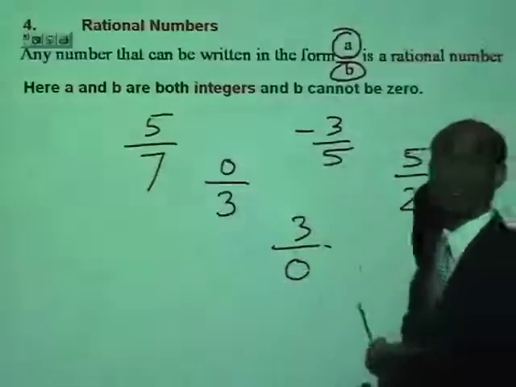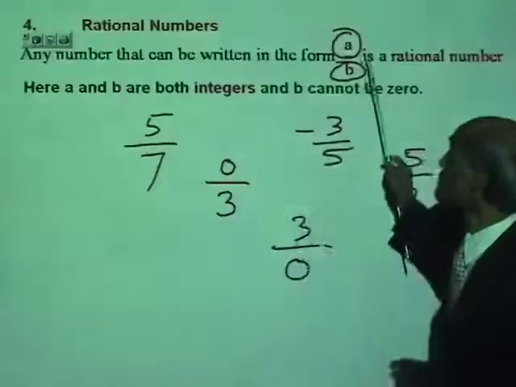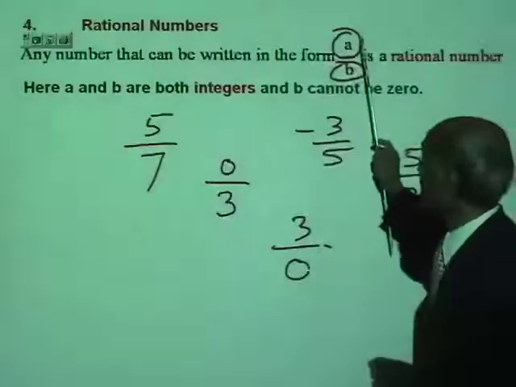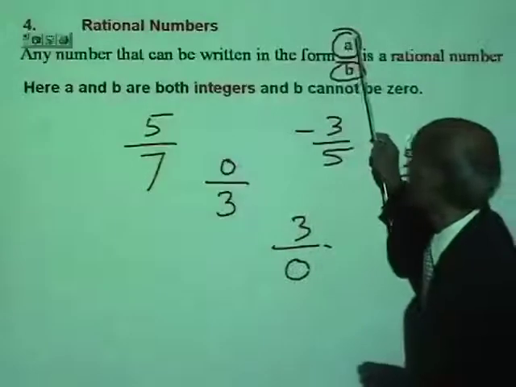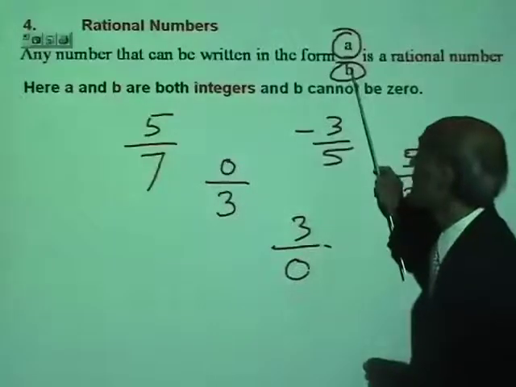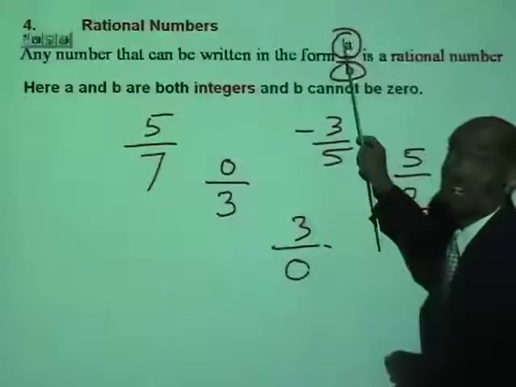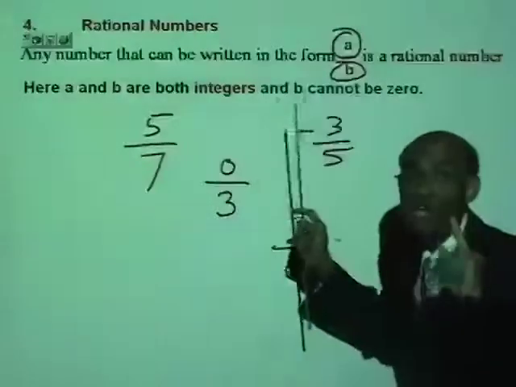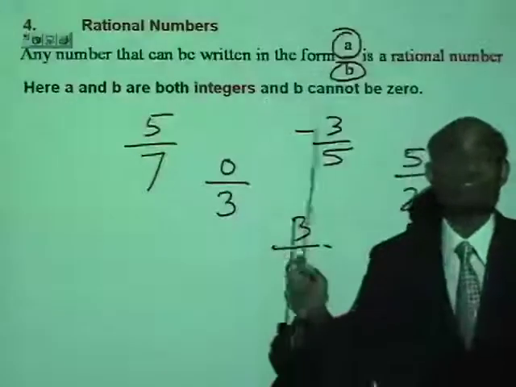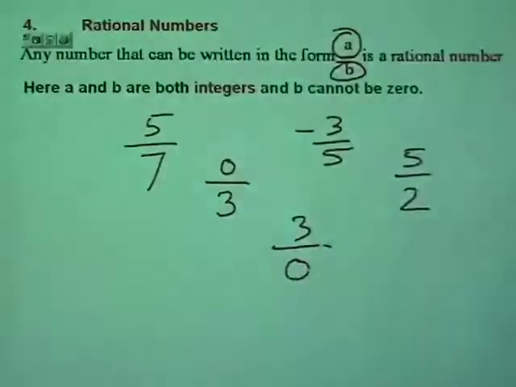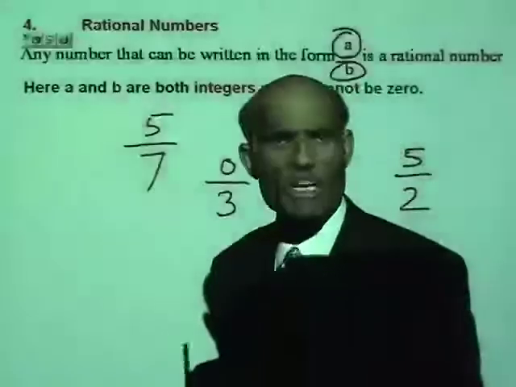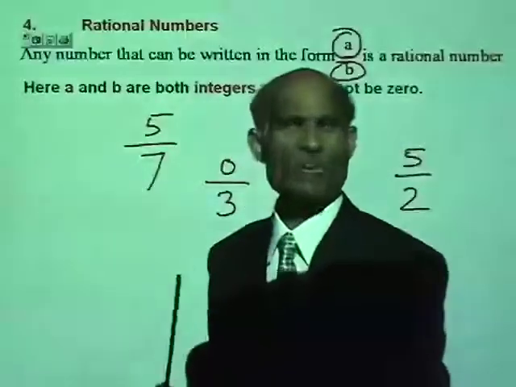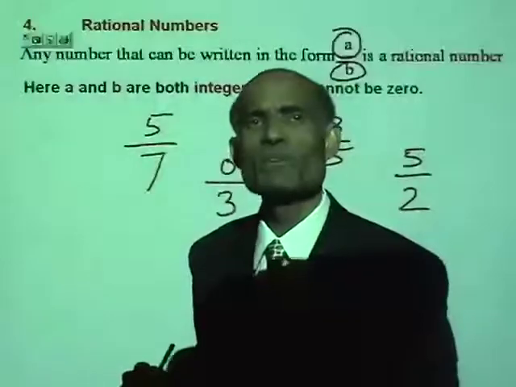So what is the definition of a rational number? A rational number is a number written in the form A over B, where A is an integer, B also is an integer, but B cannot be 0. That is the definition of a rational number. Now, why is it called a rational number? What is rationality? Do you know what the word rational means?